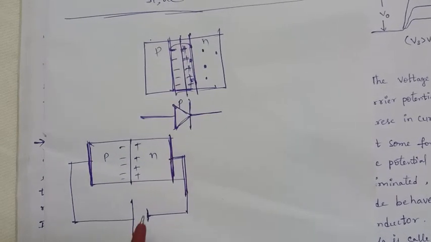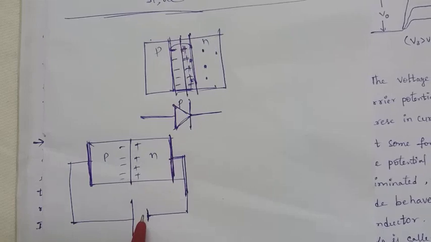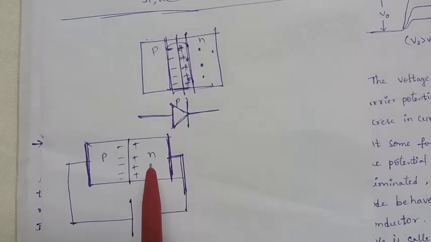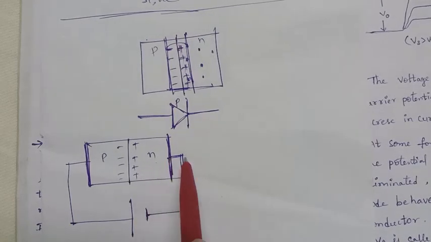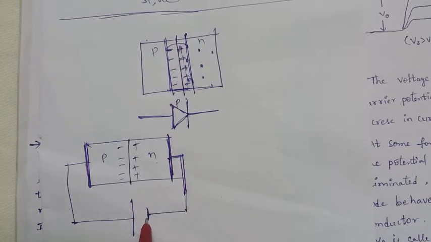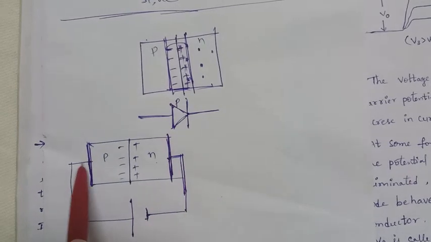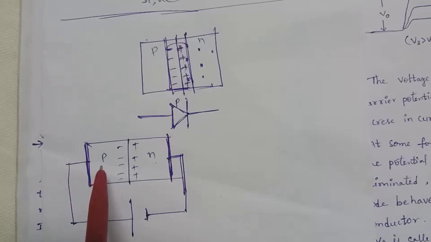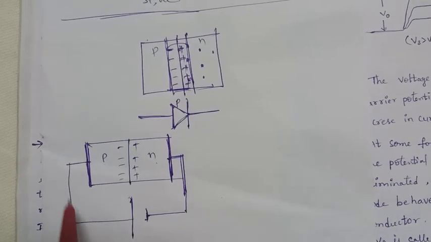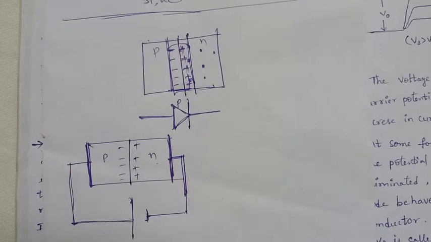So what is the forward bias? The diode's N side is connected to the battery's negative terminal, and similarly the P side is connected to the battery's positive terminal. That is called the forward bias.